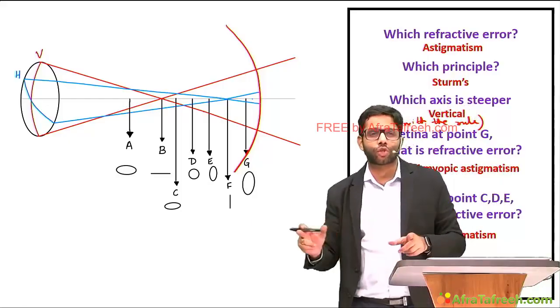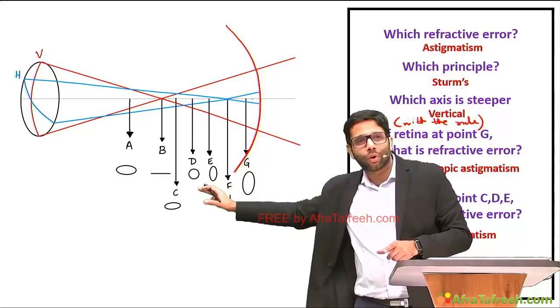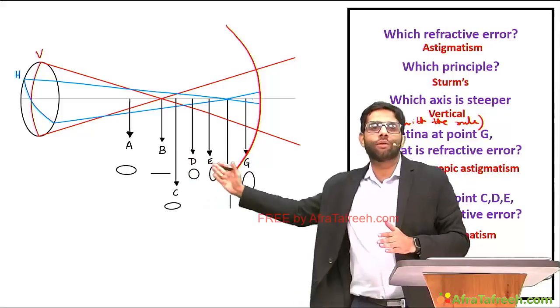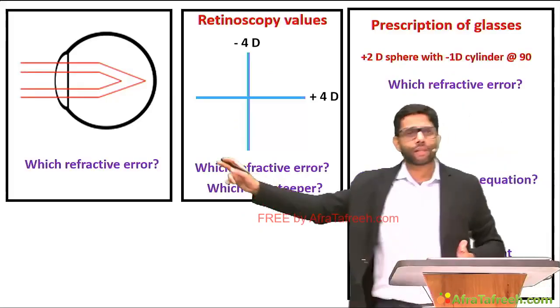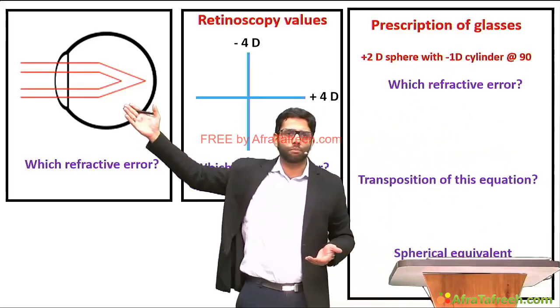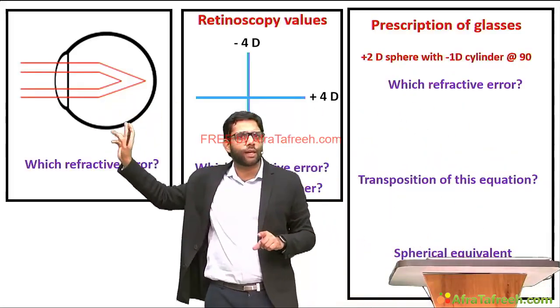The best vision in Sturm's conoid is with mixed astigmatism, because the retina is equidistant from both the converging points. Now what is the astigmatism? There is astigmatism, yes, because there are two rays, maybe one vertical, one horizontal, not focused at a single point. Both are in front.